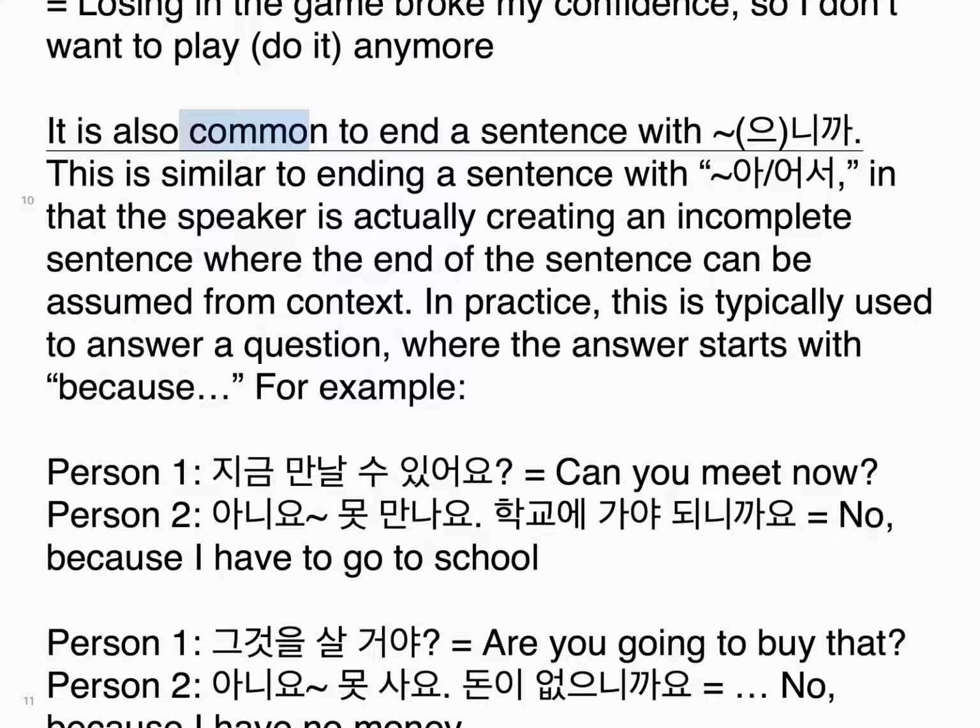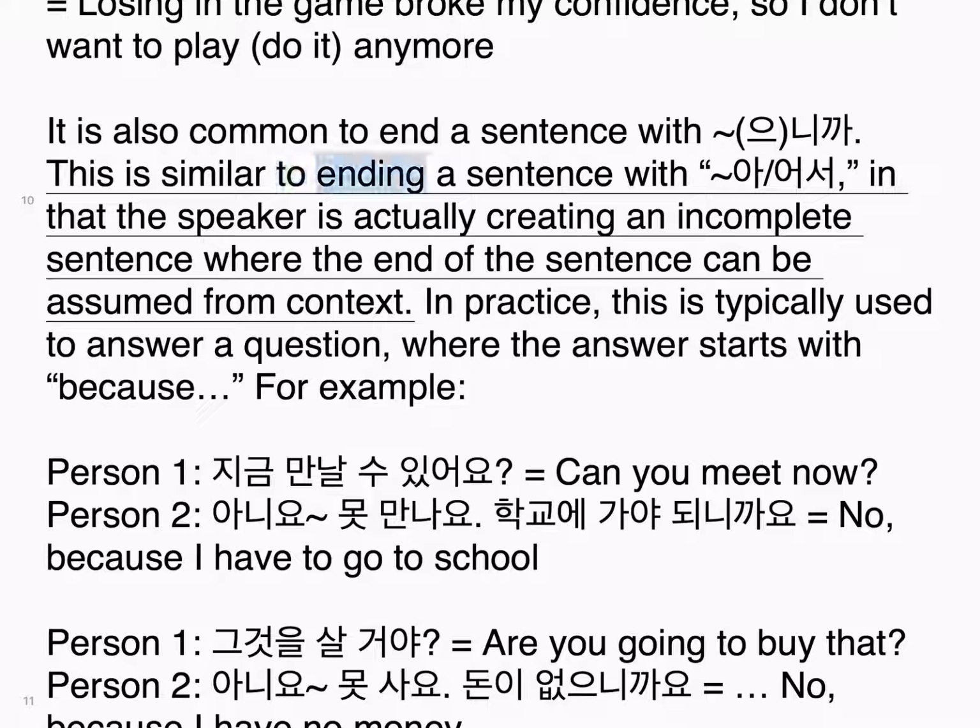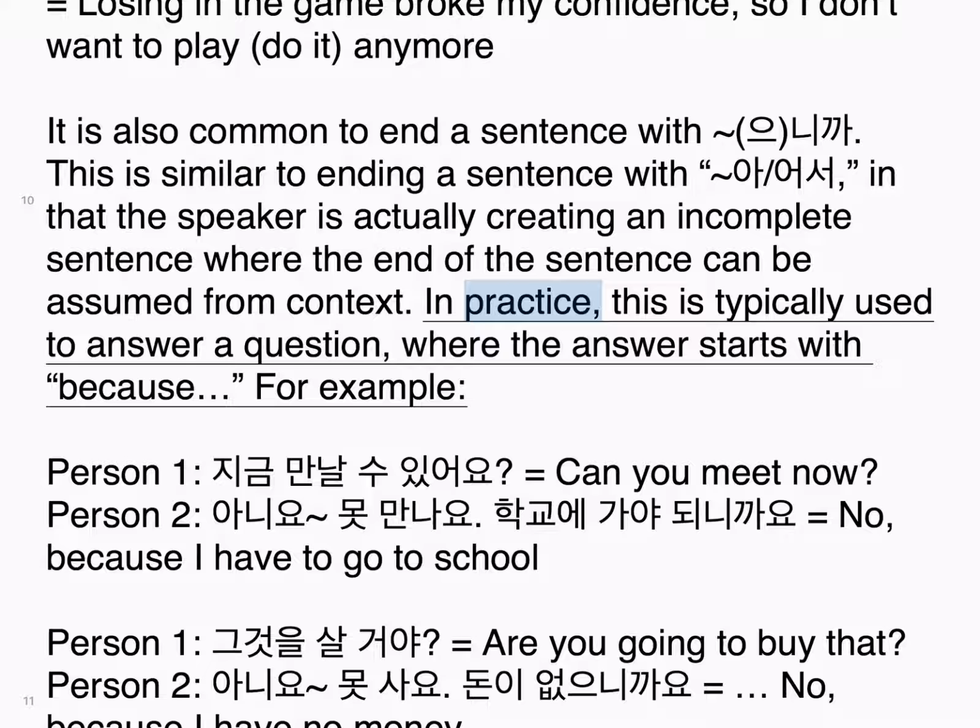It is also common to end a sentence with 으니까. This is similar to ending a sentence with 어서, in that the speaker is actually creating an incomplete sentence where the end of the sentence can be assumed from context. In practice, this is typically used to answer a question, where the answer starts with because.